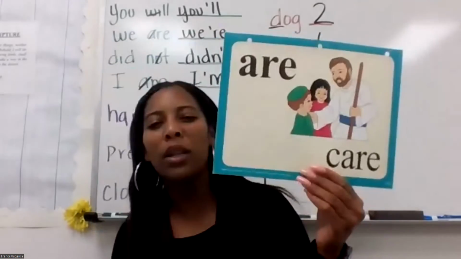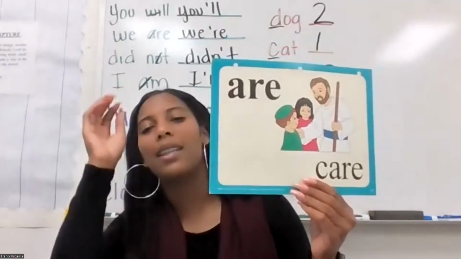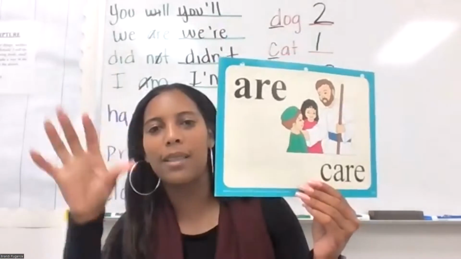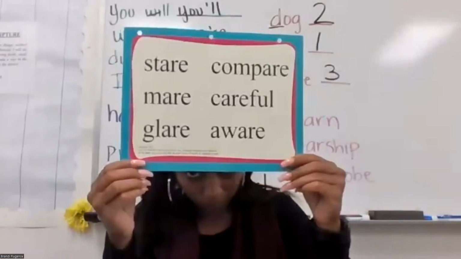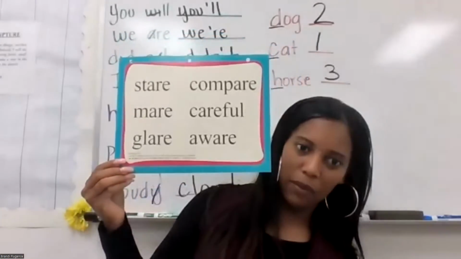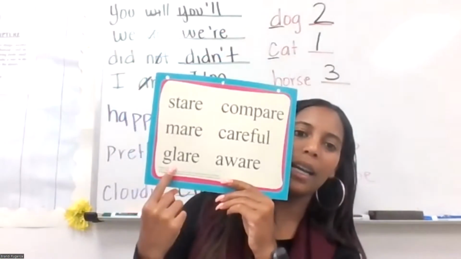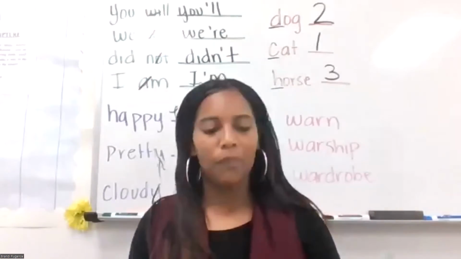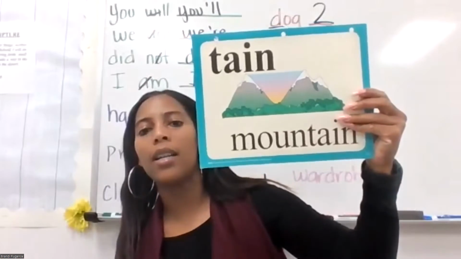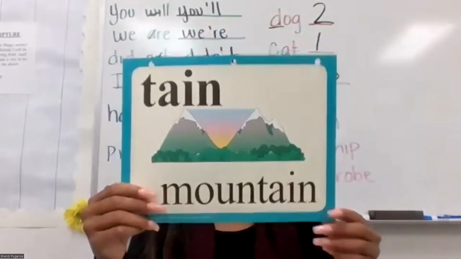Okay, this is when you're trying to watch TV and there's a light in the TV and you can't see it well. What is that called? Glare. A glare. TAIN says "ton" in mountain.